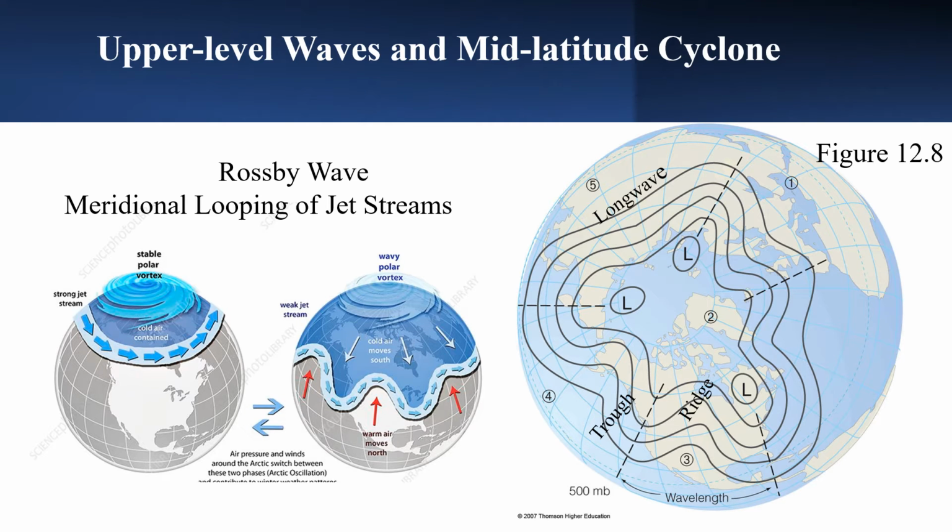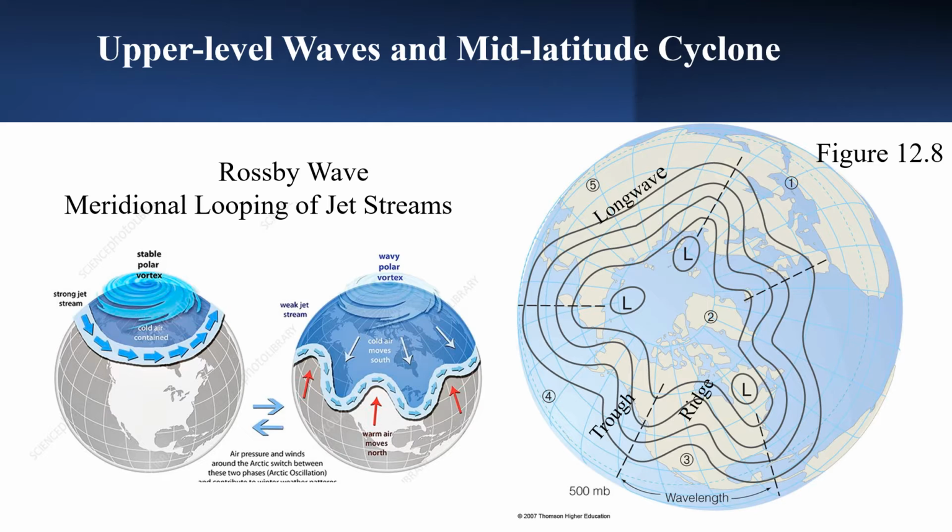So, upper level wave and mid-latitude cyclone: how do they form? To understand that, there are long waves and short waves, referring to the length of the wind flow. This one is zonal wind, another one is meridional wind. So meridional looping of the jet stream actually influences the upper level wave and mid-latitude cyclone.